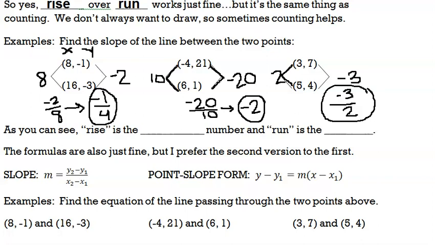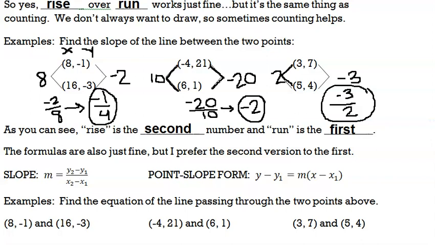It bothers me that people overthink slope and they have to make a formula out of it. Don't worry about it. Think, how much did your number rise or fall? How much did it run? And then rise is the second number. Run is the first.